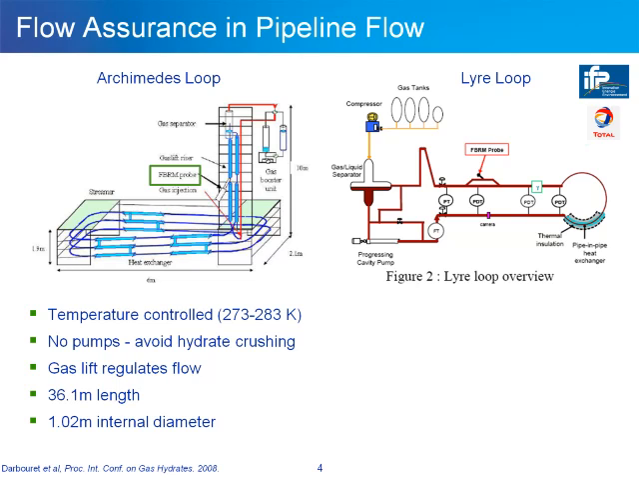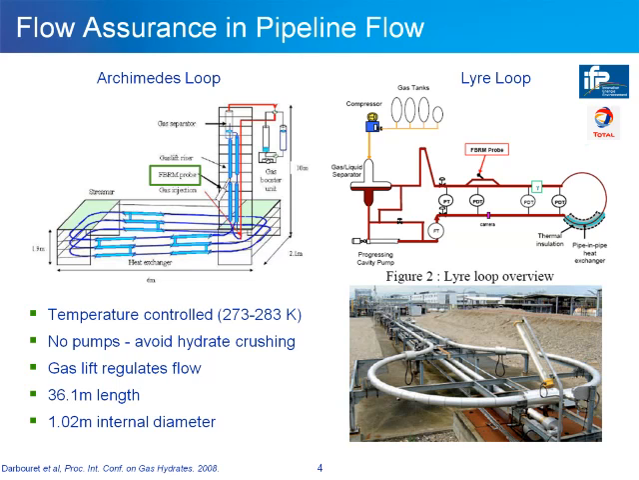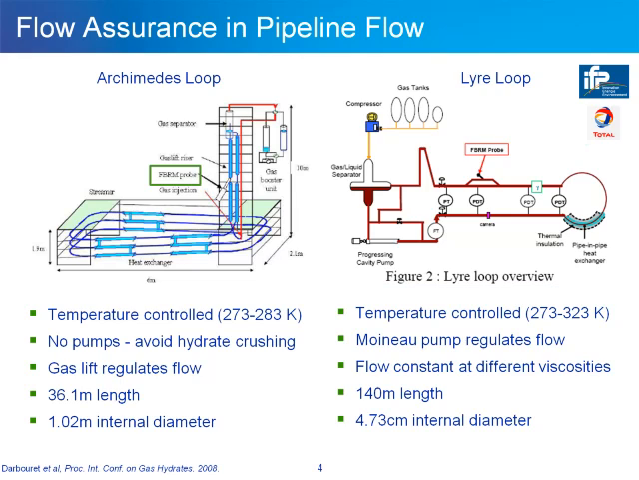The second experimental setup involved the use of a lyre loop, a picture of which is shown here. The lyre loop was similarly temperature controlled from 273 to 323 Kelvin. The flow was held constant despite changes in solution viscosity. A Monnier pump was used to regulate this flow. This was a much larger system with an overall length of 140 meters and an internal diameter of nearly 5 centimeters.